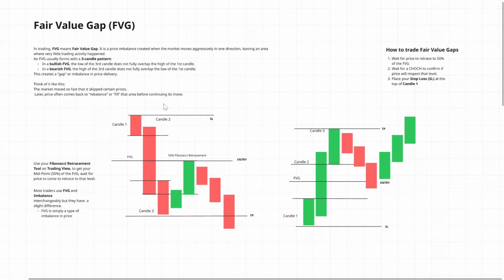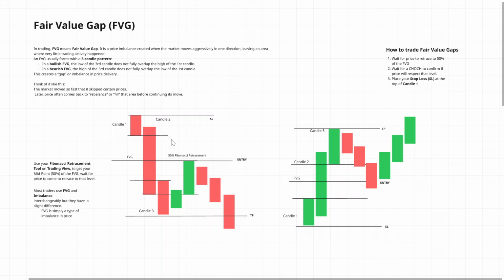Today I want to introduce you to the concept of fair value gaps and imbalances. It's going to be a very exciting journey, and I want you to be focused, get your writing materials, and take notes, because this is a very valuable and important concept. The concept of fair value gaps and imbalances will revolutionize your trading journey.